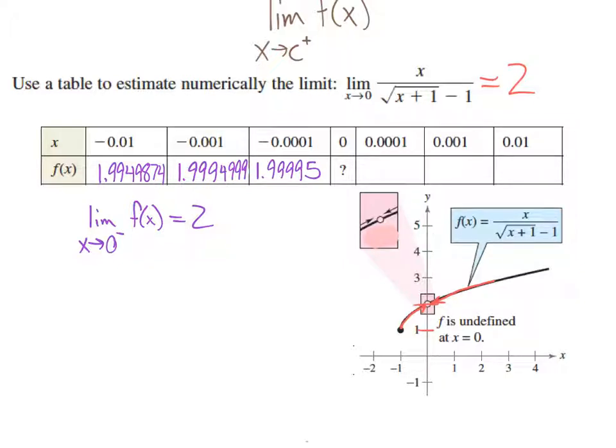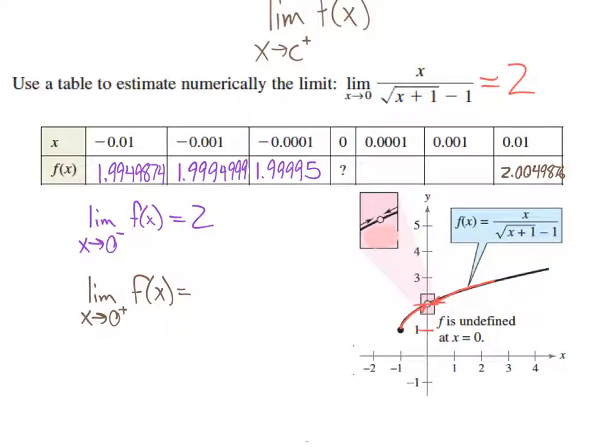Alright, so let's do the right-hand side. We need to also figure out what the right-hand limit is, the limit as x approaches 0 from the right. What do you get when you plug in a 0.01? 2.004986. Okay, good. So you get that when you plug in a 0.01.